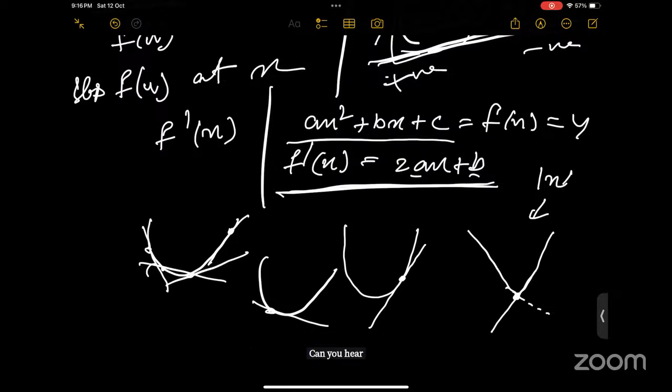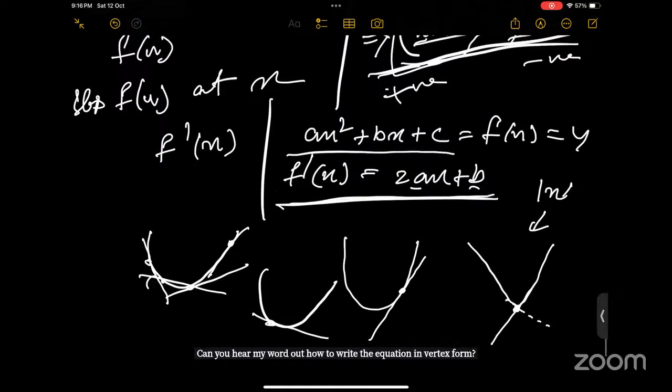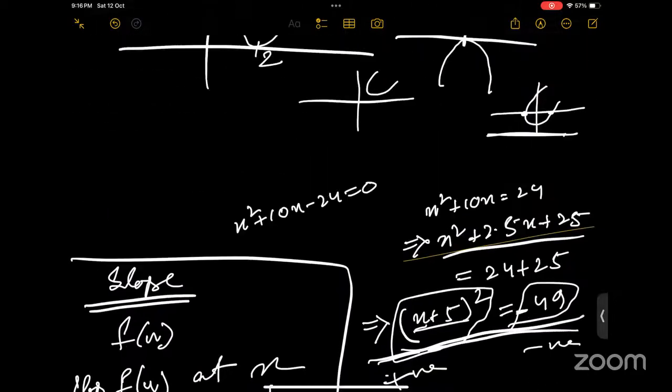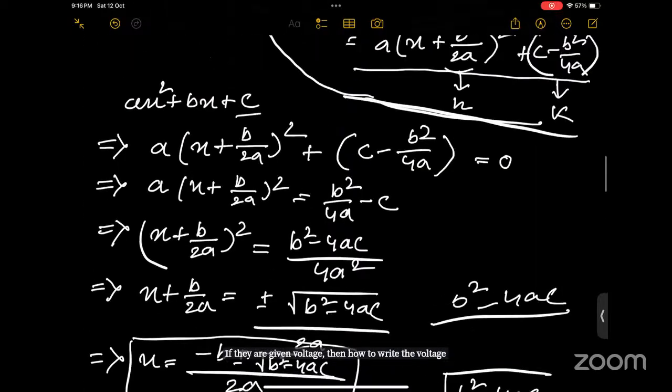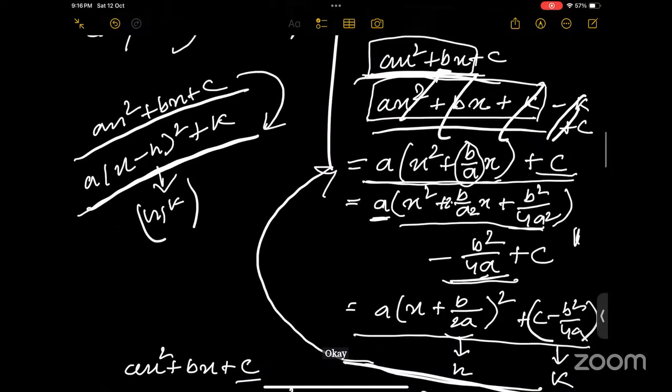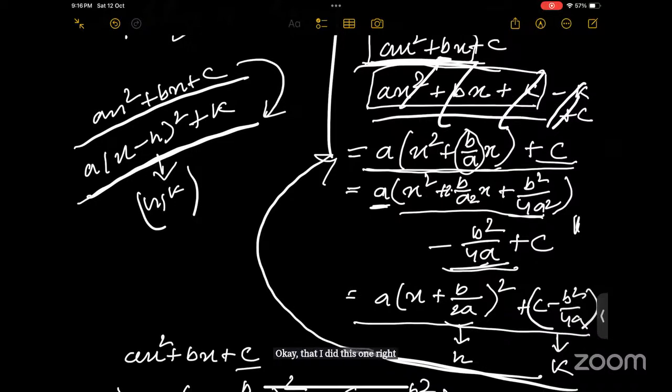Hello ma'am, can you clear one doubt: how to write the equation in vertex form? Means if we are given the vertex, then how do we write it in vertex equation form? Okay, I did that one, right? Using the completing the square method.